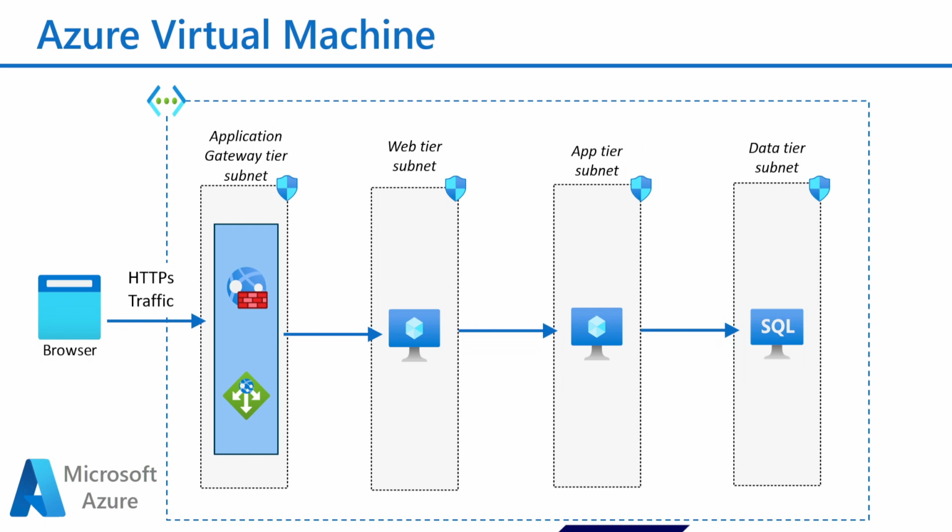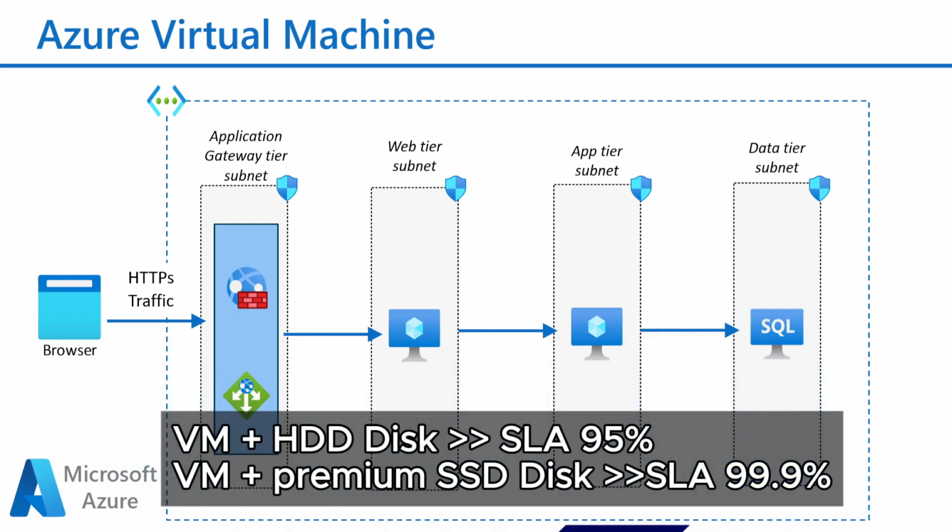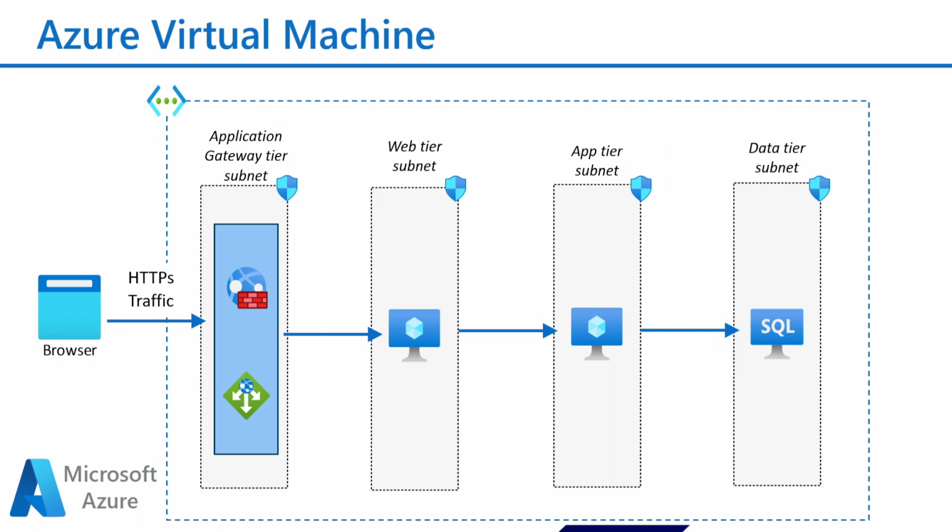So as you can see, each virtual machine is ensuring a different role, having its own software, its own IP address, its own configuration, and sitting in a dedicated subnet with its own IP and port exposed for our workloads. For a single VM deployment, we have an SLA of 95% for HDD disk that can go up to 99.9% if we go for premium SSD disk. This is the least scalable solution when using virtual machines on Azure, as we have a single point of failure.